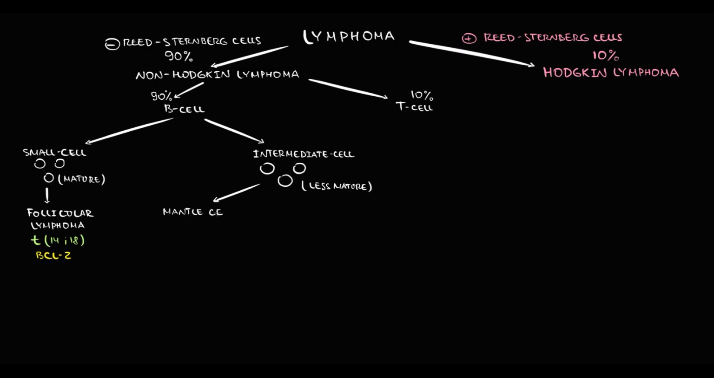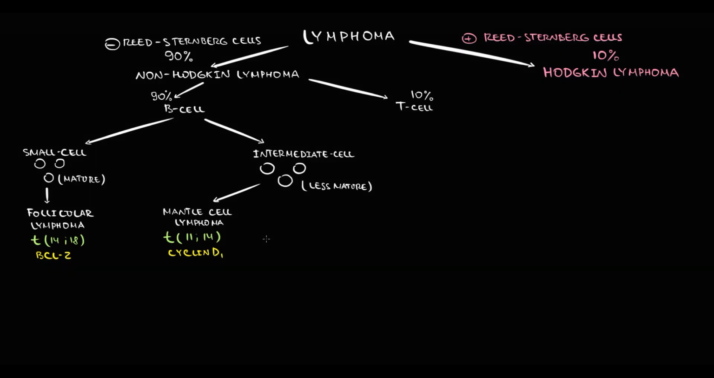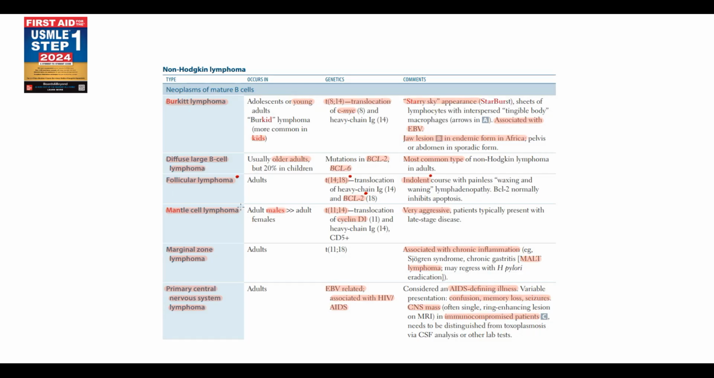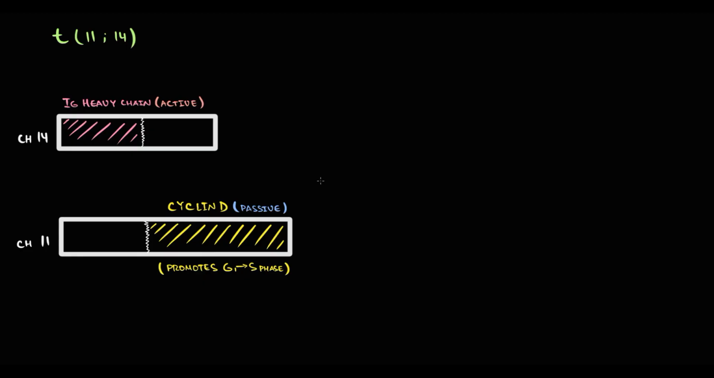This lymphoma is caused by translocation between chromosomes 11 and 14, which results in overexpression of cyclin D1, which drives cellular proliferation. So, here we can see mantle cell lymphoma. It affects mostly males and is characterized by translocation between chromosomes 11 and 14. Now, let's build the mantle cell lymphoma translocation, the same way we built follicular. Here we have two chromosomes, same chromosome 14 up top, same IgG heavy chain promoter, always on, constitutively active.